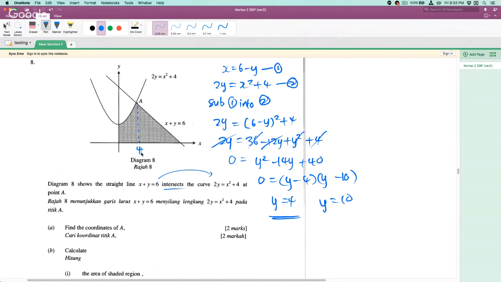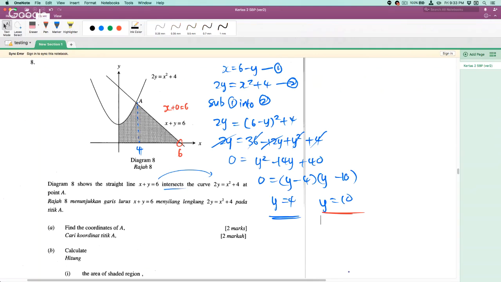Of course, there is a safer way to do that. The safer way is to find this value. I find this coordinate, because I have this straight line, right? Assuming y equals 0, x plus 0 equals 6. So this value is 6. So if this value is 6, it's not possible that I will choose 10 as my coordinate A here.